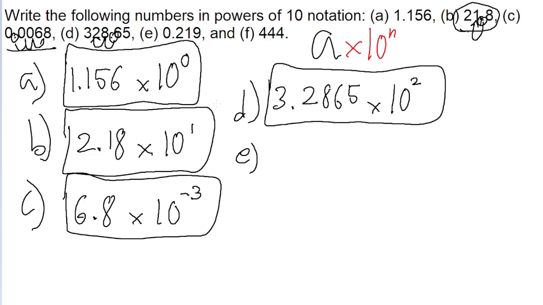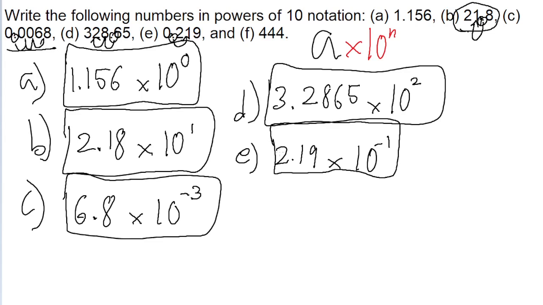Now part E. Our number is 0.219. So here's a decimal point. We need to make the number bigger, so we can shift it 1 space to the right. So this becomes 2.19. But now the number is too big, so we shift it negatively. So multiplied by 10 to the power of negative 1. So you should be seeing kind of a pattern now, where if we make the coefficient bigger, we have to make the 10 negative. If we make the coefficient smaller, then we have to make the 10 positive, so that way they counteract each other.